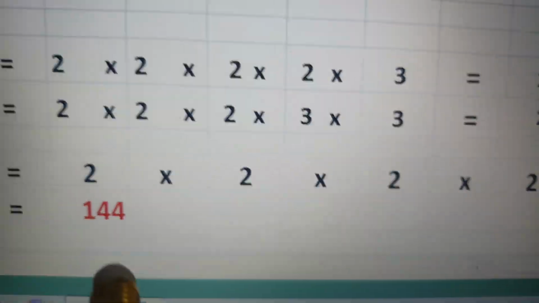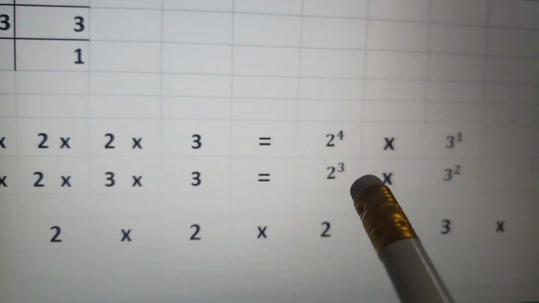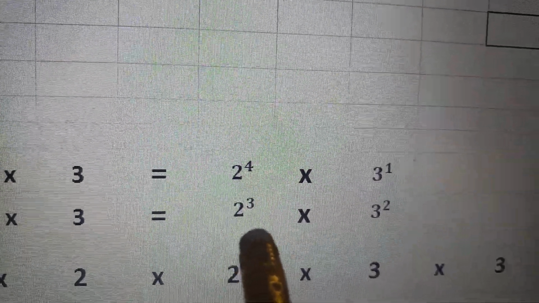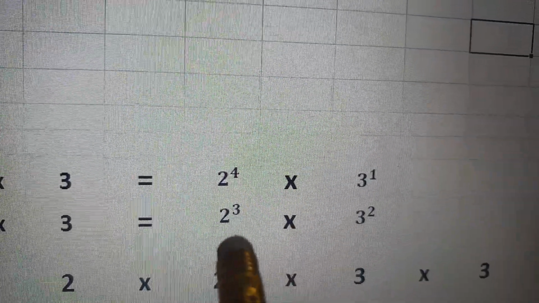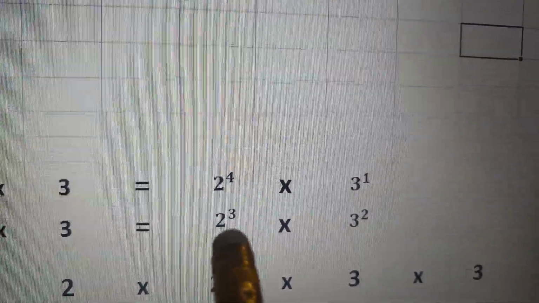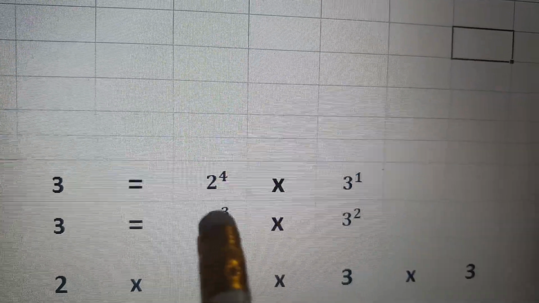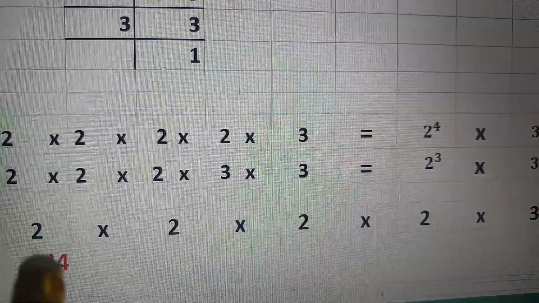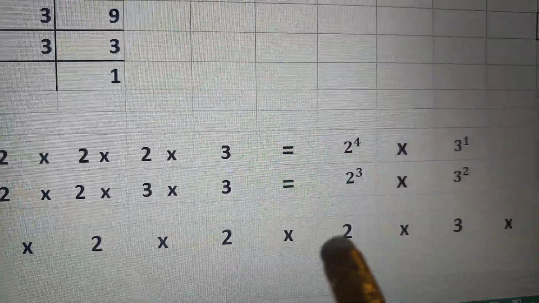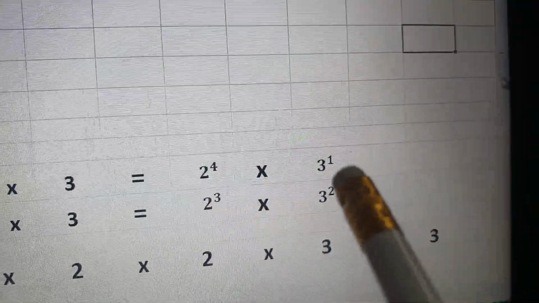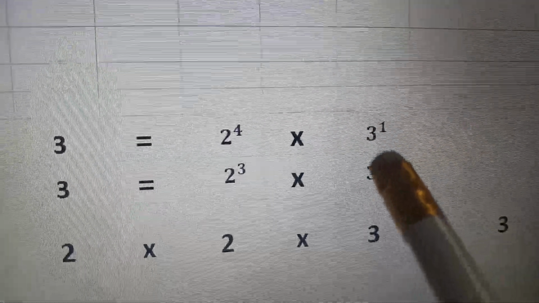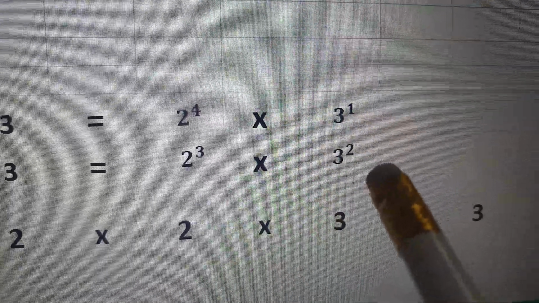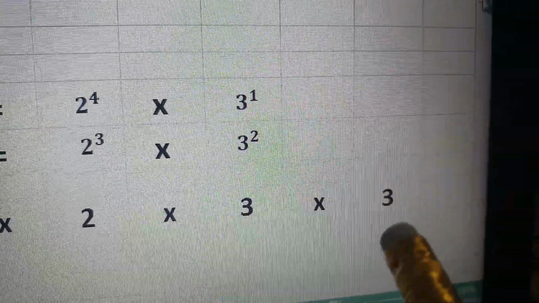Now for finding the LCM, what do we do? We see the number which has the highest power. Here 2 has power 4. Here 2 has power 3. So which has more power? 2 power 4. So we'll write 2 four times here: 2, 2, 2 and 2. And how many times did 3 appear? 3 appeared 1 time here and 2 times here. So which has more power? 3 power 2. So we'll write 3 into 3.